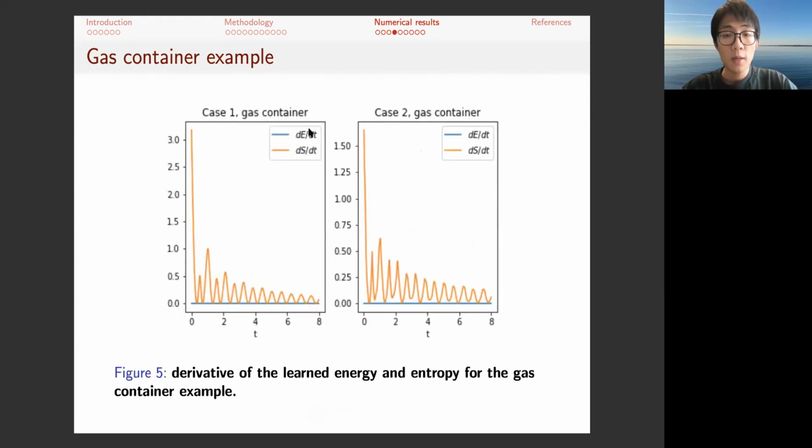And also, we test whether the first and second laws of thermodynamics in the GENERIC formalism are strictly enforced through our parameterization. We find that it is indeed the case, in the sense that we calculate dE/dt and dS/dt, where E and S are not the ground truth but our neural network. It turns out that for this neural network, dE/dt will be equal to 0, and dS/dt will strictly be greater than or equal to 0 in this gas container example.